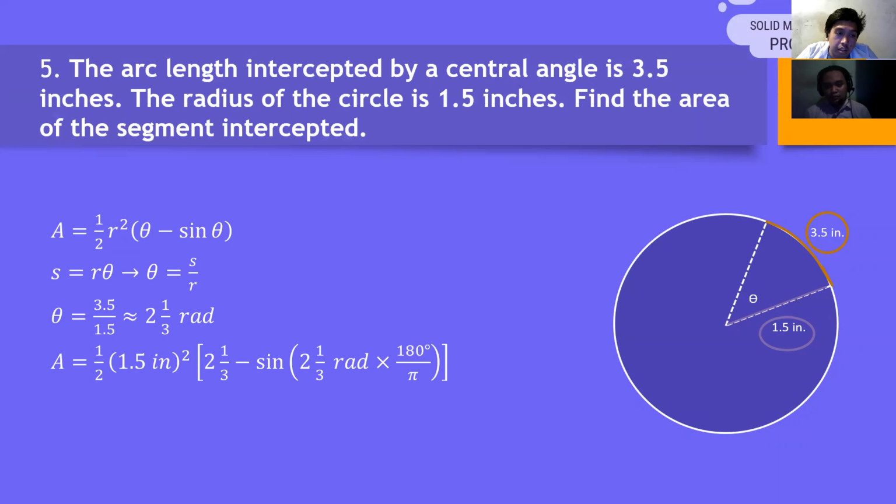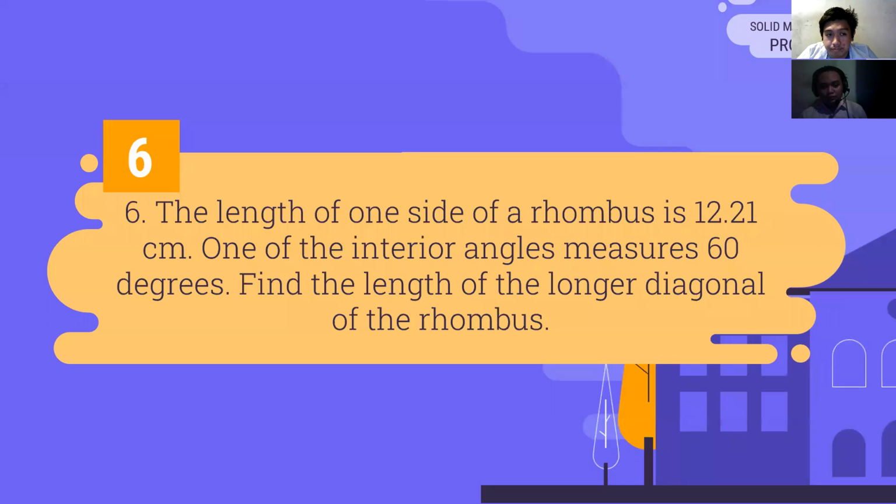Substituting the value that was obtained into the above-mentioned formula: 1/2 multiplied by 1.5 inches squared multiplied by (2 and 1/3 minus sine of 2 and 1/3 radians multiplied by 180 degrees over pi). This is needed because you cannot compute the value with only radians. You need it to be first converted to degrees. Therefore, the area obtained is 1.8115 inches squared.